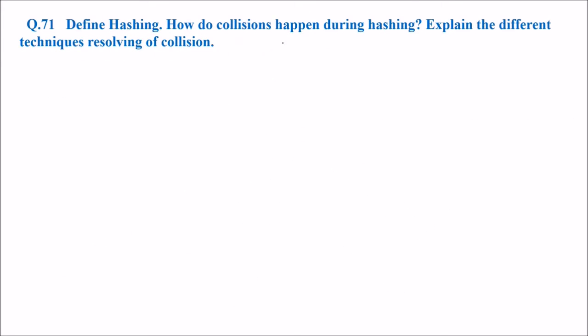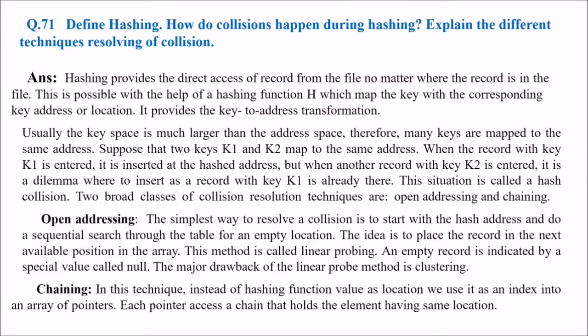Define hashing. How do collisions happen during hashing? Explain the different techniques for resolution of collisions. Hashing provides direct access to records from a file, no matter where the record is in the file. This is possible with the help of a hashing function. There can be various hashing functions like modular division and squaring the midpoint, which map the key to the corresponding address or location. Usually the key space is much larger than the address space, therefore many keys are mapped to the same address.